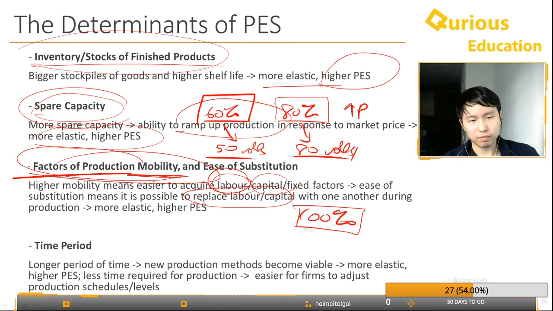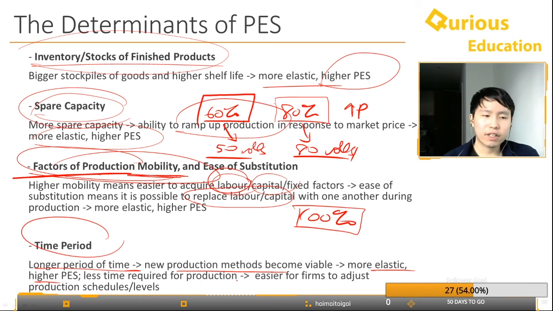Vice versa. And finally, the final factor is the time period. The longer period of time you have, the more production methods would become viable. And of course, that would make you more elastic.